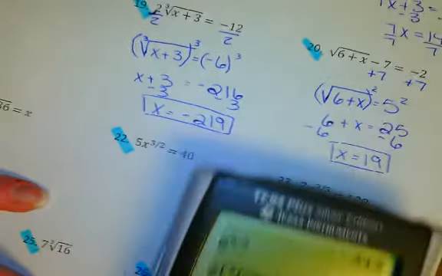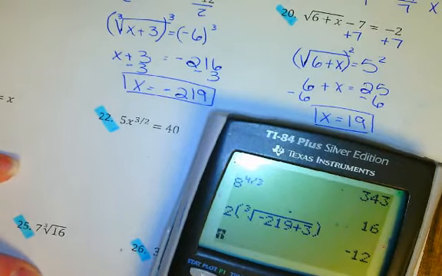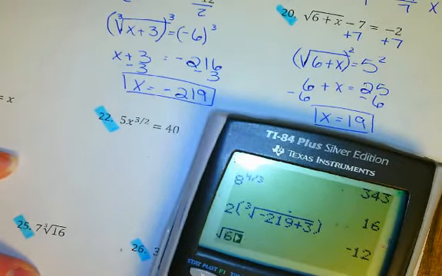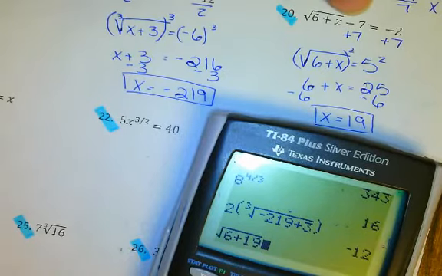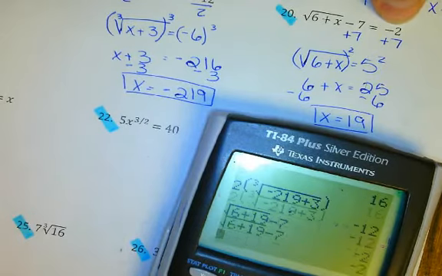And again, you can check it. So you could check it into y equals, or you could just substitute it in. I'll substitute this one in. So 6 plus 19, make sure I'm out of the radical, and then minus 7. And if I did everything correctly, I should get negative 2. And there it is, negative 2.